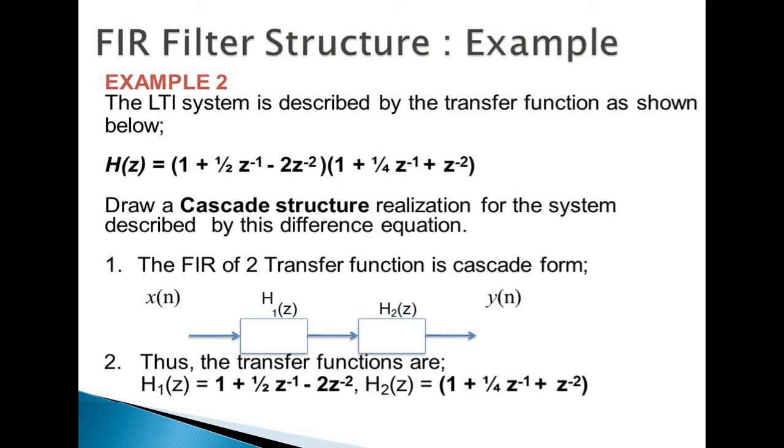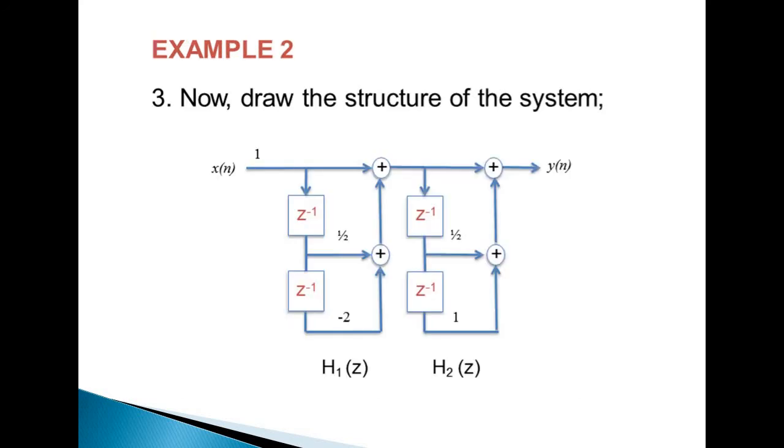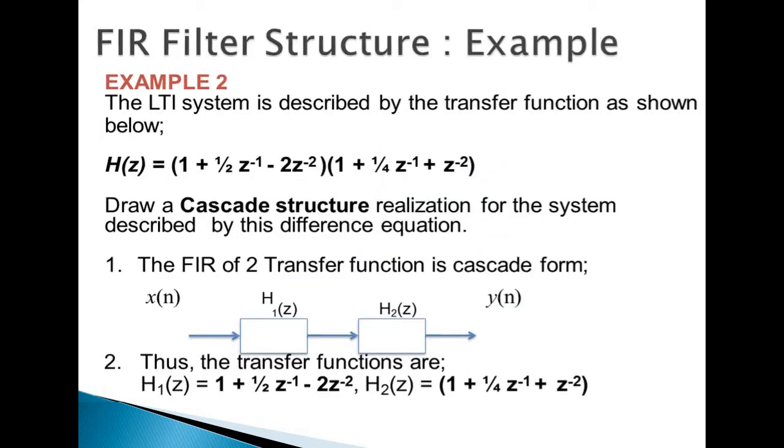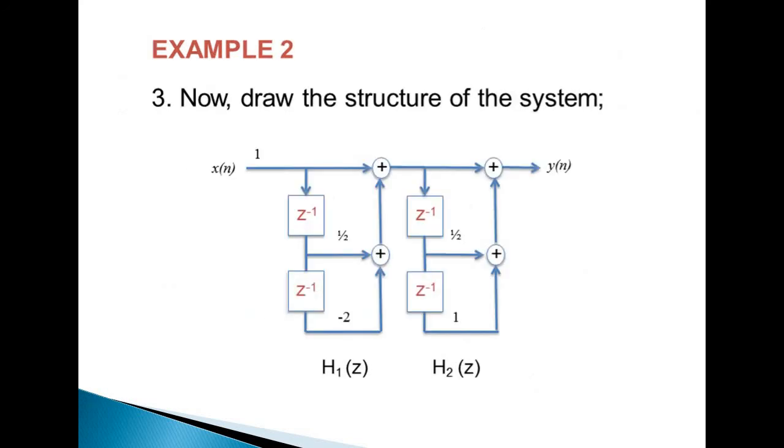So this is the problem. H of z is 1 plus 1 by 2 z raised to minus 1 minus 2 z raised to minus 2, into 1 plus 1 by 4 z raised to minus 1. Draw the cascade structure. So two functions are there, h1 of z and h2 of z. h1 of z is the first bracket, h2 of z is the second bracket, and then it is drawn. So 3 multipliers, 2 delays and 2 adders are there. So this is h1 of z, and the output of h1 of z is given to h2 of z.